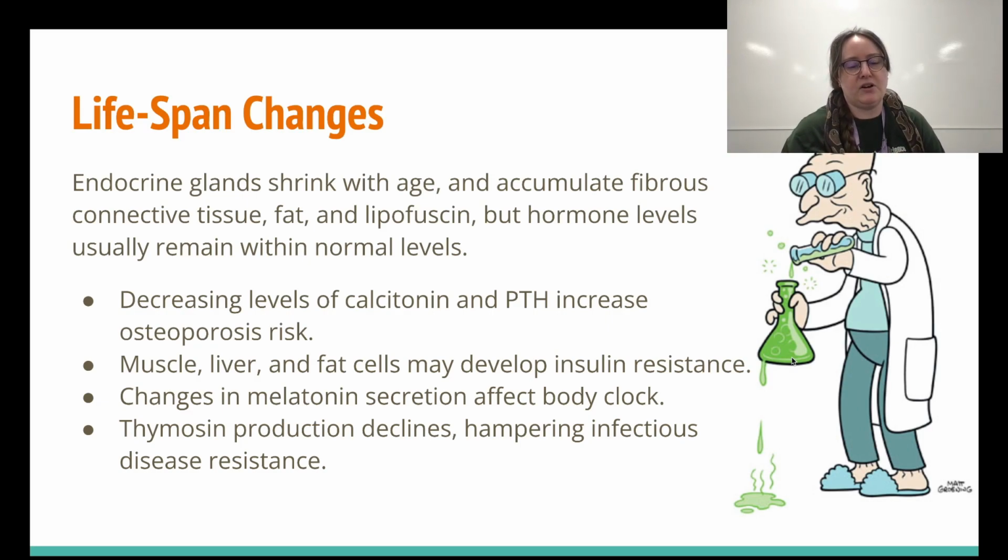Muscle, liver, and fat cells may develop insulin resistance, which, again, is where type 2 diabetes comes in. Sometimes you can beat it with exercise, and sometimes, unfortunately, it just runs in the family and it's something you've got to deal with. Changes in melatonin secretion affect the body clock. I see this a lot in older folks. They're up at weird times because the pineal gland is going, what? And that's why you get them wandering the halls in nursing homes.